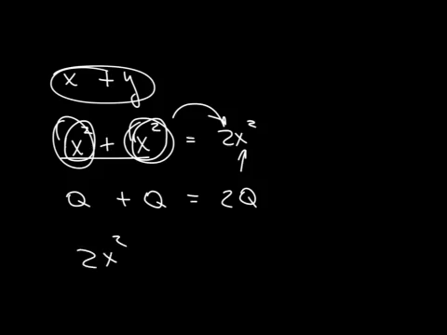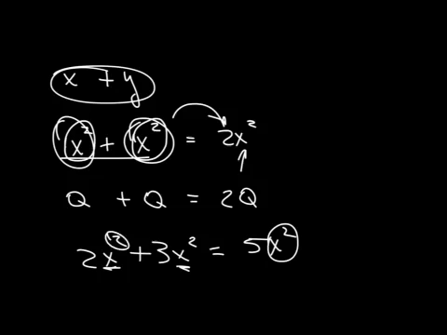If I have 2x squared plus 3x squared, it's just like quarters. 2 quarters plus 3 quarters is 5 quarters. So 5x squared. This will never change in addition and subtraction. And that's the key. These have to be the same. This has to be the same. And then you just add the numbers in front of it. That's pretty much the only rule for adding and subtracting monomials.